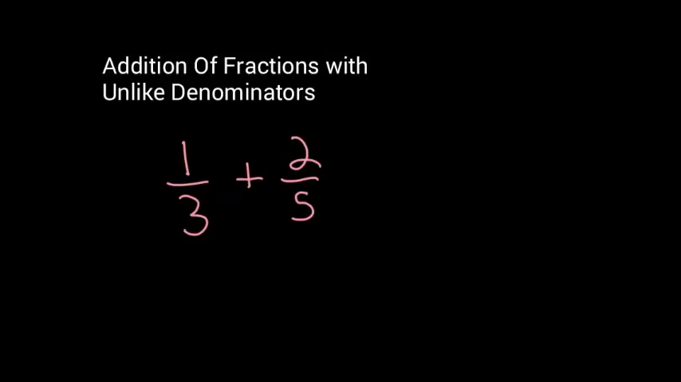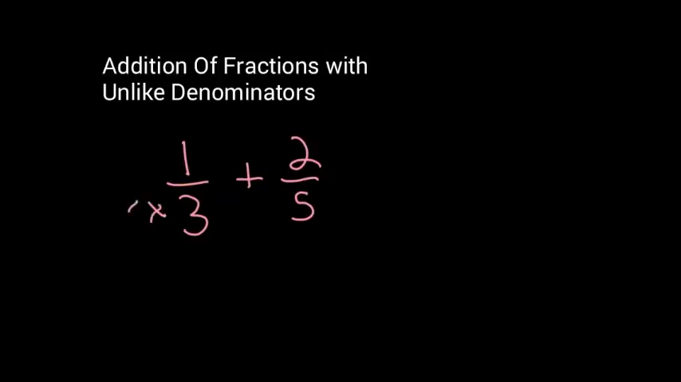Alright, now we're going to do some addition of fractions with unlike denominators. If you remember, when we had like denominators, we just needed to add our numerators. Well, with unlike denominators, we first need to find a common denominator. So you gotta find the least common multiple for 3 and 5. Well, 3 and 5 have no common factor, so it would just be 15.